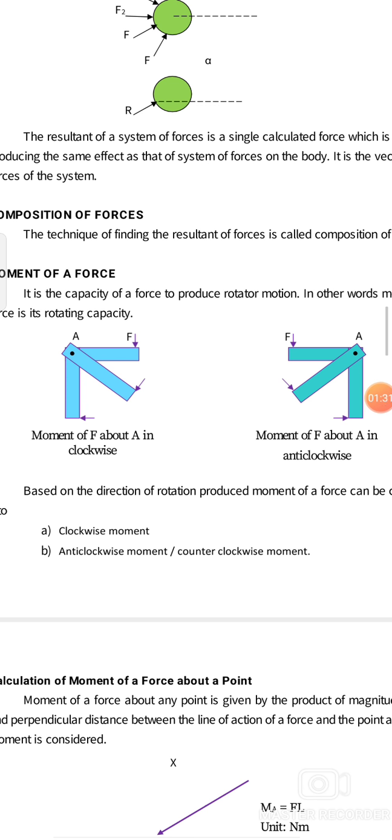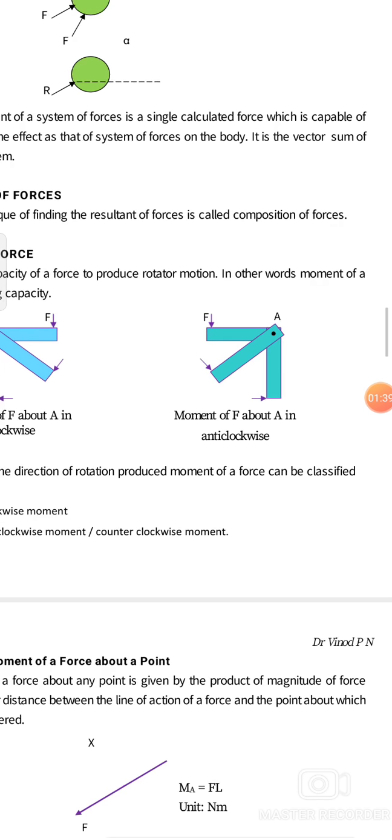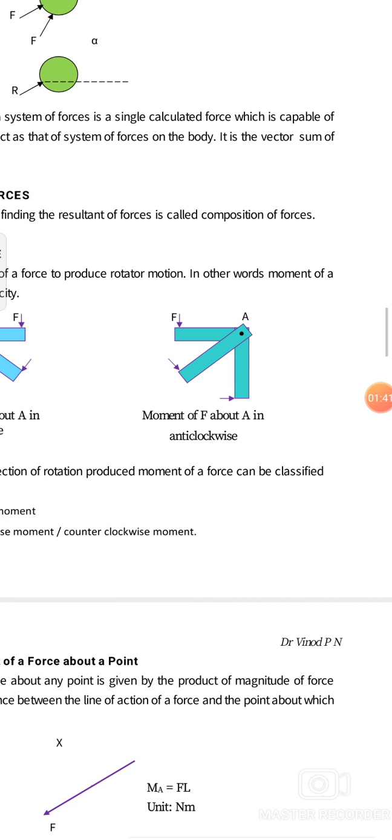It is always force into perpendicular distance. So that is, moment of F about A is clockwise. So now we have to take the clockwise direction, then we can calculate. In the same way, we can see here the green color, which indicates the point A is at the center and F is on the left hand side.